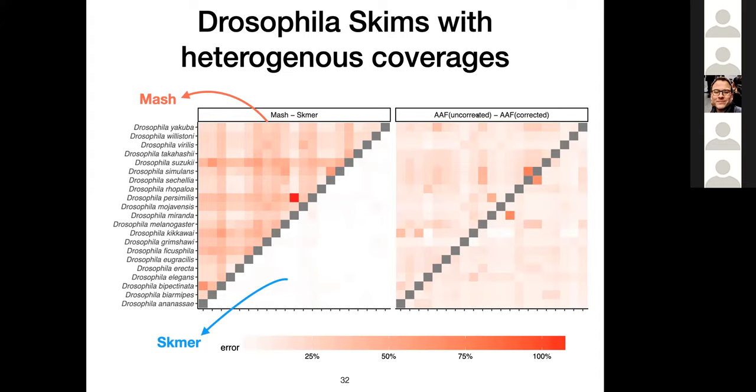There is another method called AAF, which was also designed for dealing with low coverage. A lot of ideas for how to go from Hamming distance to Jaccard were already developed in this method. But unfortunately, the uncorrected version doesn't correct for coverage, and the corrected version does, but it doesn't improve the accuracy of the distance as much.